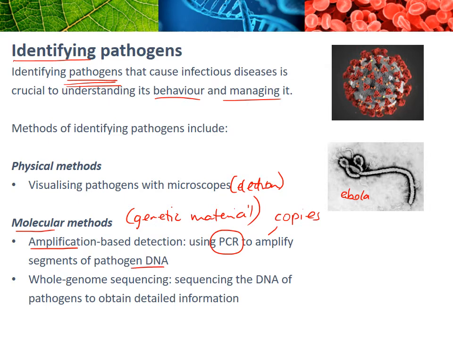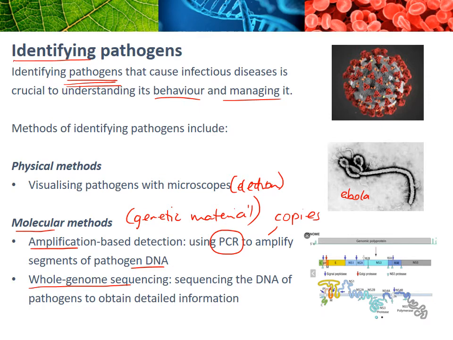Another molecular method would be whole genome sequencing. So this would be getting the genome or the DNA of an entire pathogen, and then scientists will look at every component of that. So if we've got here the genome, this is the entire length of DNA of that pathogen. From there, they can look at these individual genes, so they can see what genes make up that pathogen, and from there they can identify the proteins that those genes make.